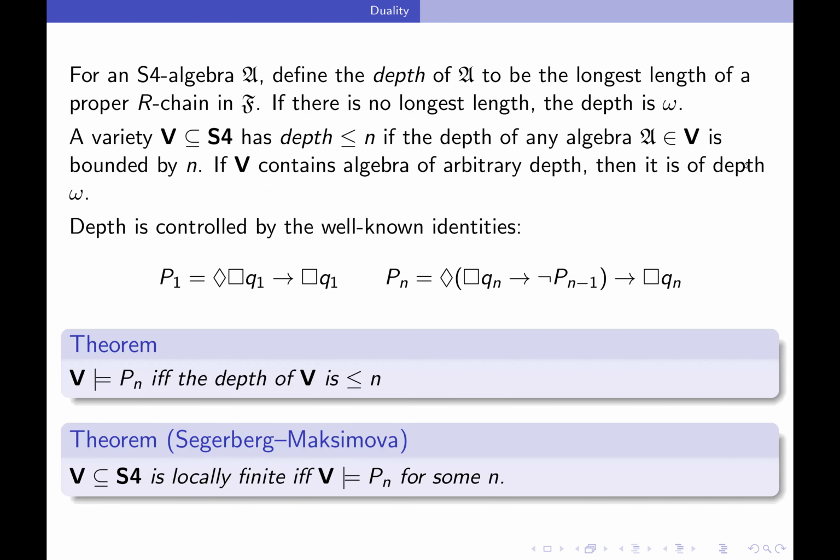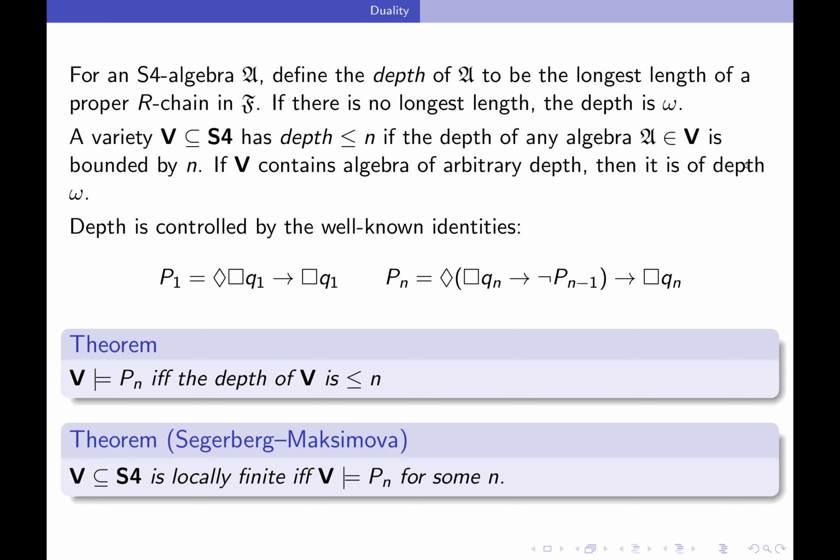So, right, now that I have this duality, I can talk about the notion of the depth of an algebra by meaning something about the relational space on the other side. So if you give me an S4 algebra A, I'm going to talk about the depth to mean the longest length of a proper R chain in the dual relational space. And of course, there could be no longest length, and we'll say it's depth omega in that case.